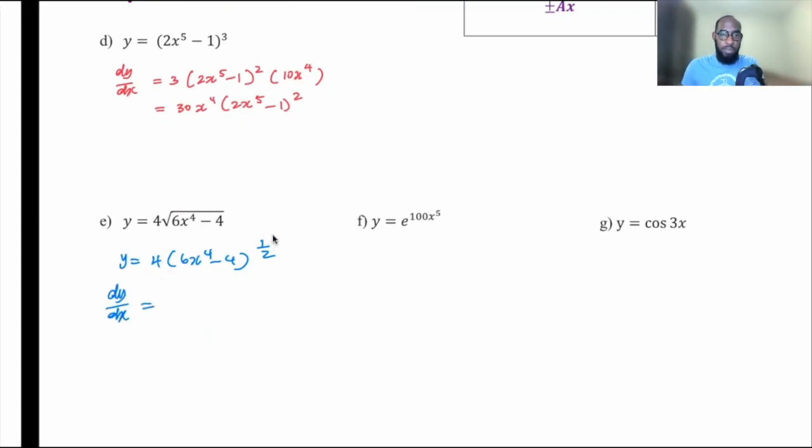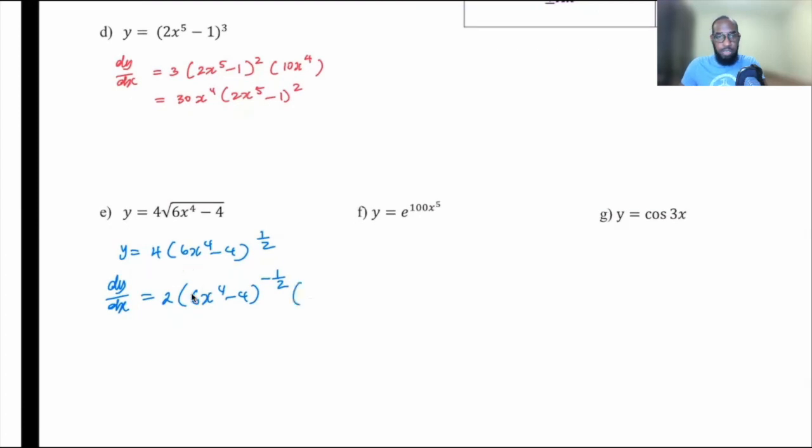4 times a half times 4, because whatever is the power, you multiply by the number in front. A half times 4 is 2. You write back what's in the bracket. A half minus 1 is negative a half. And then you have to differentiate what's in the bracket.